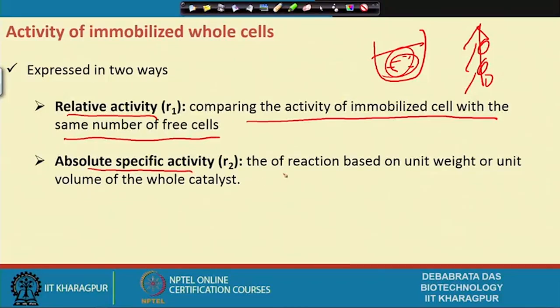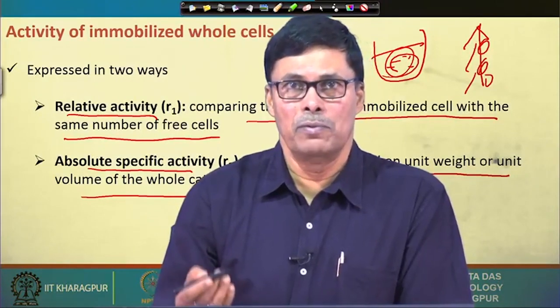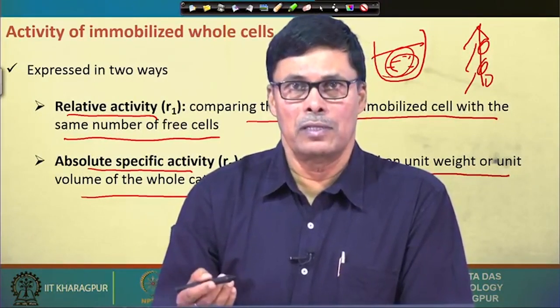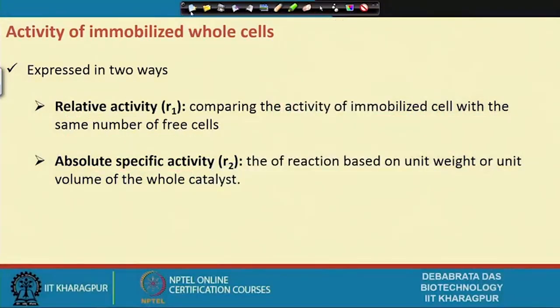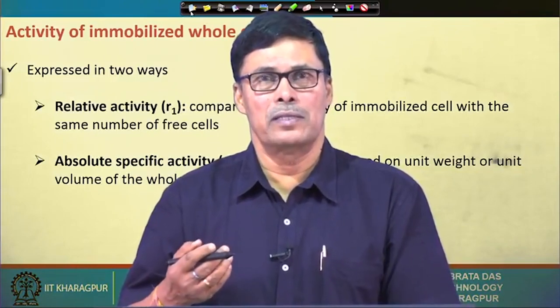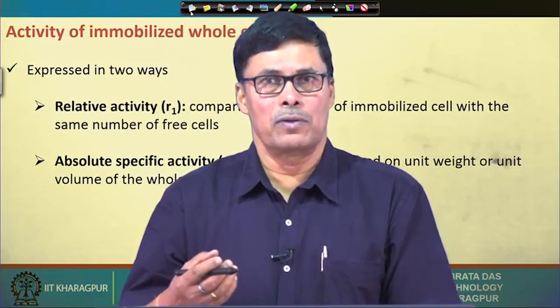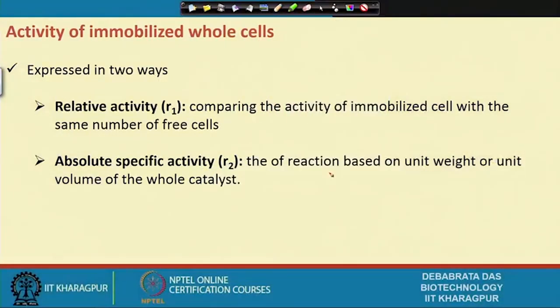Absolute specific activity is the reaction rate based on the unit weight or unit volume of the whole catalyst. That means per unit cell mass of the immobilized cells, what is the activity, what is the rate of substrate removal, that is called the absolute specific activity of the cell. In this connection, I want to tell you that in case of immobilized enzyme, the specific activity we express as micromoles of substrate converted per minute per gram of solid matrix, which is something similar to that.